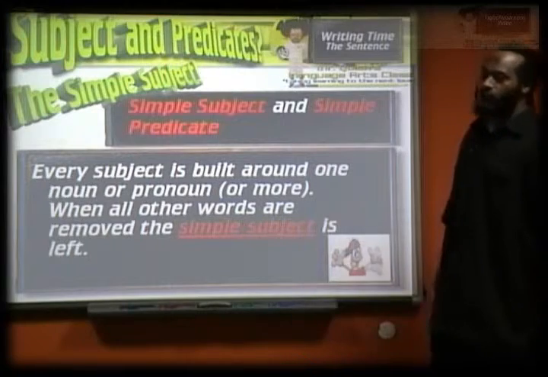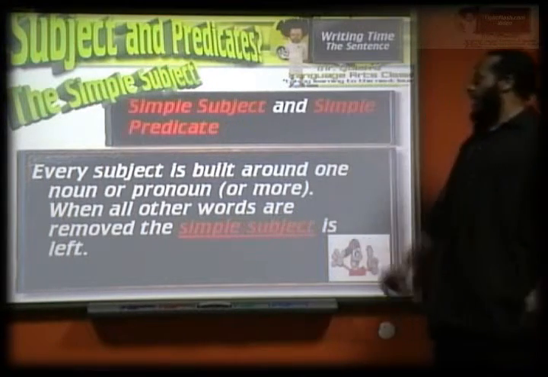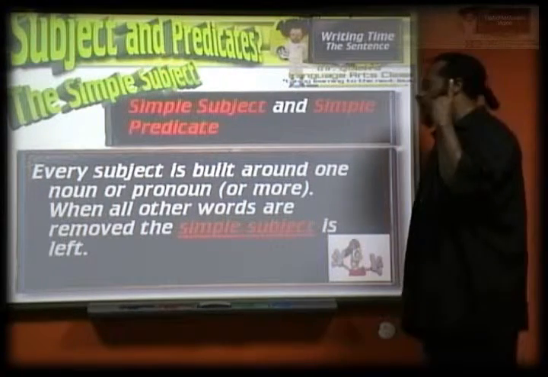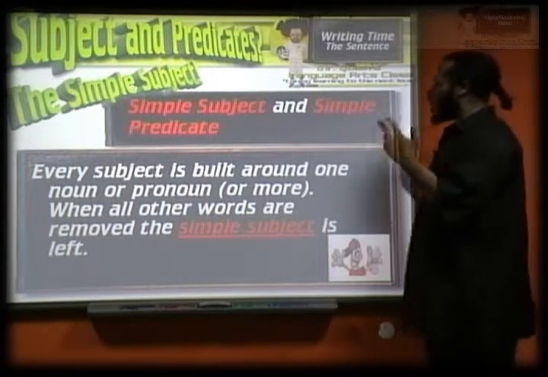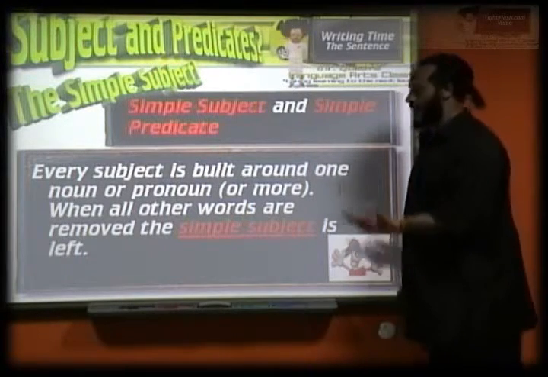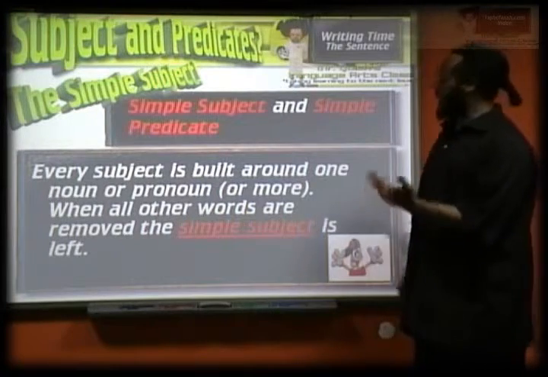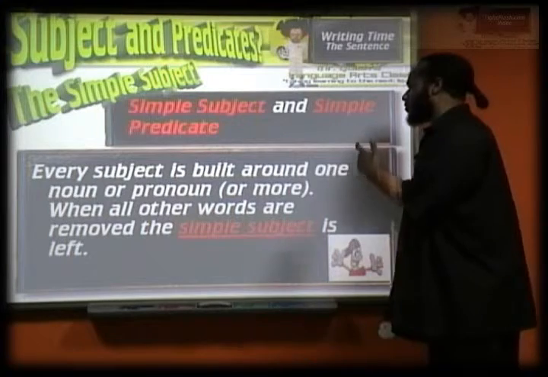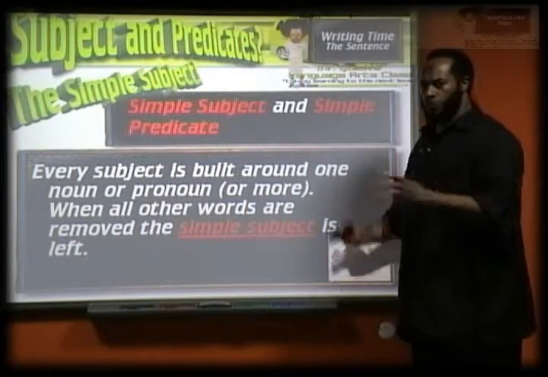Now let's talk about simple subject. The simple subject and the simple predicate here. Every subject is built around one word, or noun or pronoun, or sometimes more than one word. When all other words are removed, the simple subject is left. Let me say that again, because I think I said it wrong the first time. Every subject is built around one word, one noun or pronoun, or more than one, a group of them.